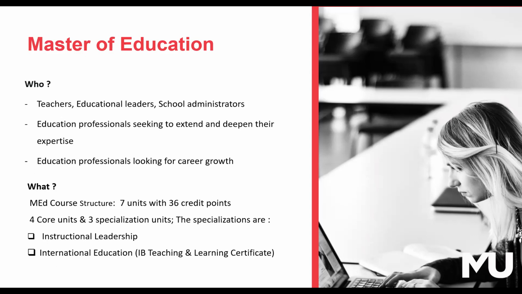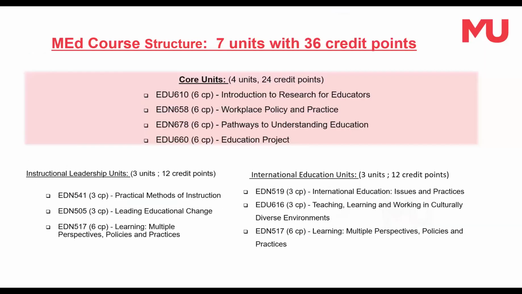Now, what does the course consist of? So the MEd course has 36 credit points with 7 units, right? Out of which we have 4 core units and 3 specialization units. Now, within the MEd program, we offer 2 specializations: instructional leadership and international education. The international education specialization also gives you an IB teaching and learning certificate, the International Baccalaureate Teaching and Learning Certificate. We'll learn more about them in detail now.